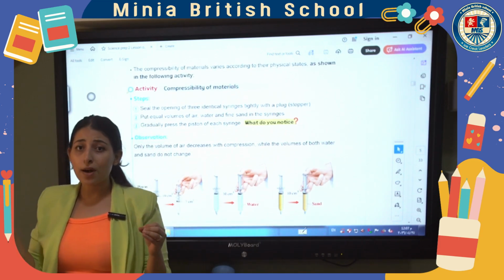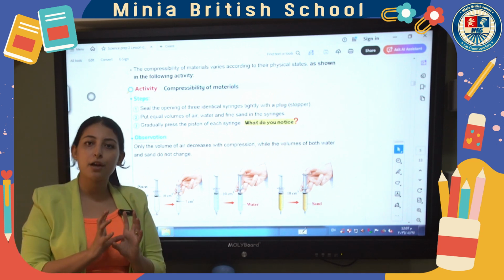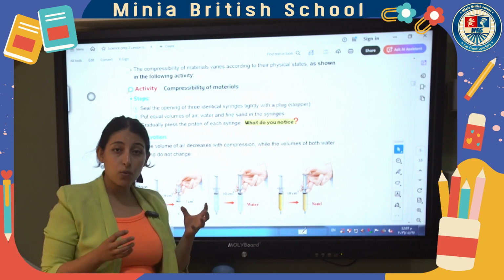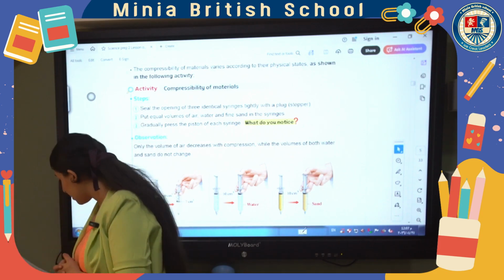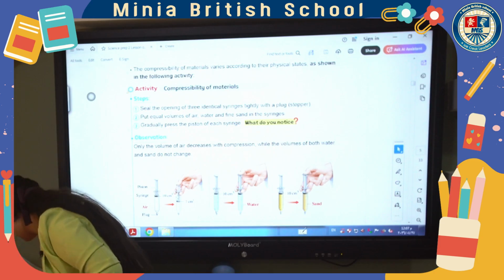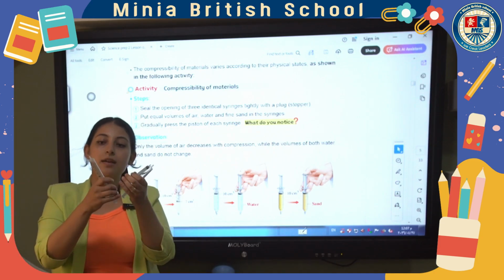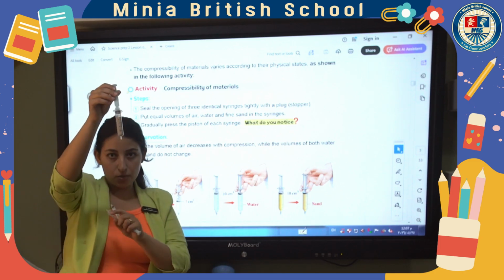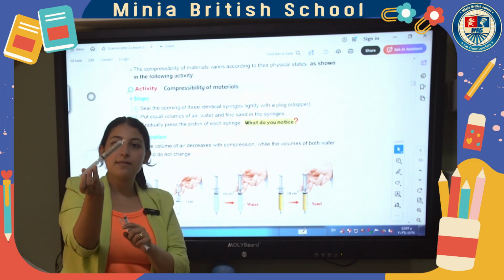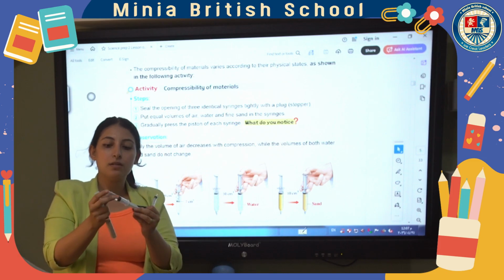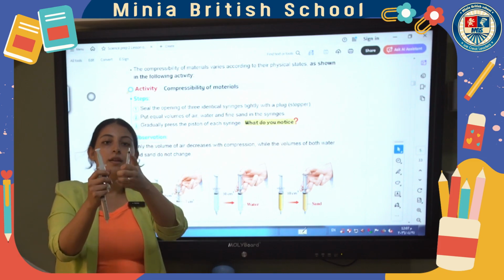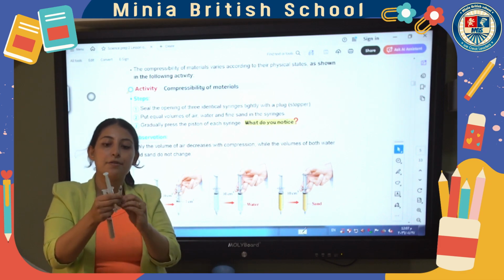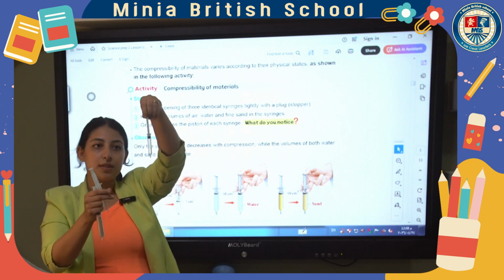We understood what is fluidity. Now we can understand what is compressibility. To understand what is compressibility, I need three things as these. The first one contains sand inside, they are particles of sand. The second one contains water. The third one is empty, I mean contains air inside.